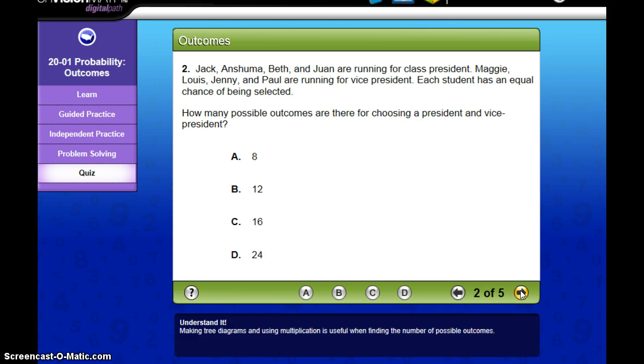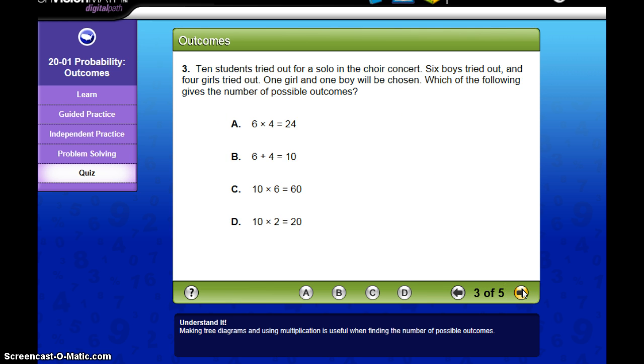Okay, now we have 4 kids, Jack, Anshima, Beth, Juan. They're running for president of their class. Then we have Maggie, Louis, Jenny, and Paul. They want to be vice president. If each kid has an equal chance of being selected, how many possible outcomes would there be? Combinations. How many possible? Natasha? How did you know that? You took 4, since there are 4 presidential hopefuls and 4 vice presidential hopefuls. 4 times 4 is 16.